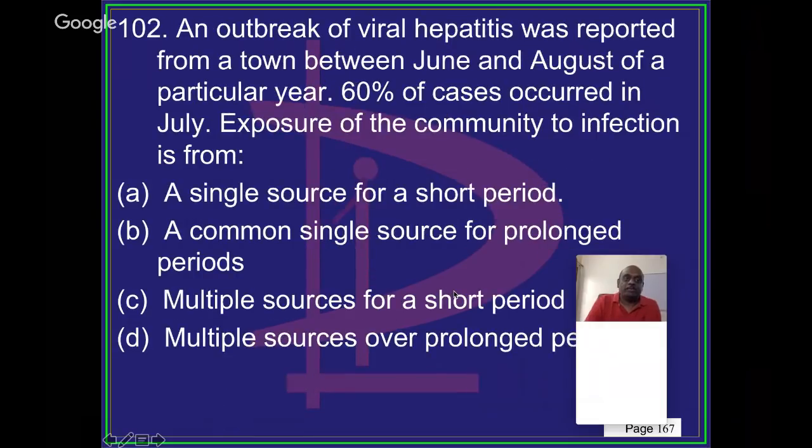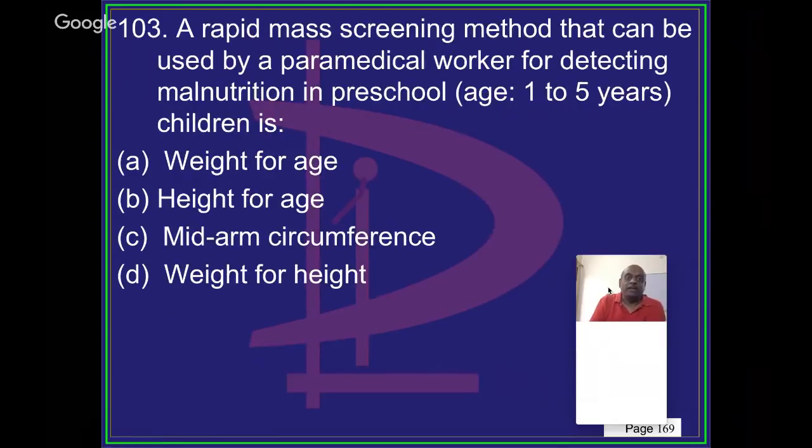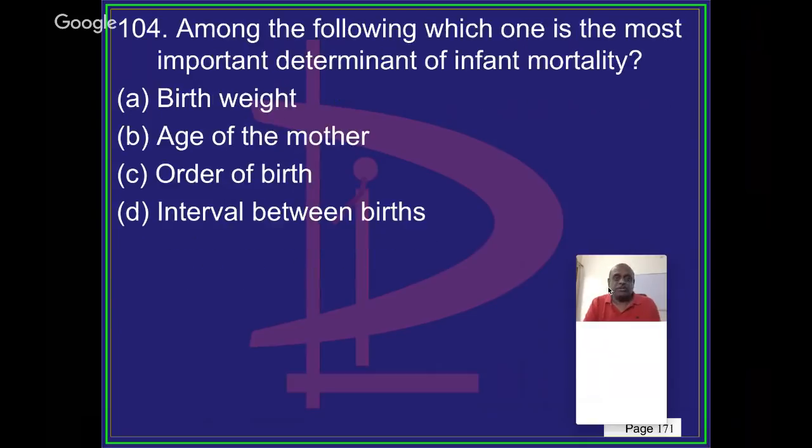Now, doctor, an outbreak of viral hepatitis was reported June to August. Exposure of the community is because of what? It is the multiple sources over a prolonged period which are responsible for this kind of clinical picture. You want to look for malnutrition massively in the entire population. What is the best way to do that? Mid-arm circumference, Shakir's tape, what value below which it is abnormal, everything you should be sure, doctor.